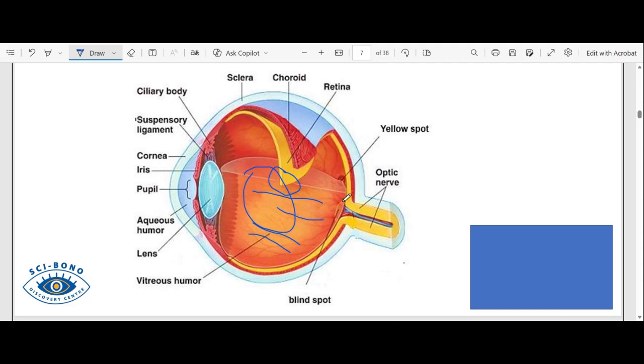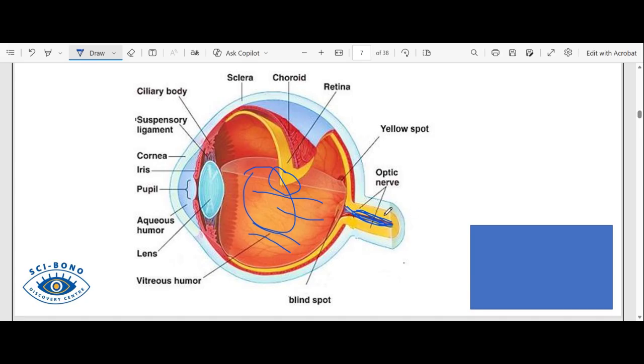Then behind this vitreous humor, this jelly-like layer, at the tip end of your retina, or we can say at the back of your eye, you have this optic nerve. What's the function of this optic nerve?